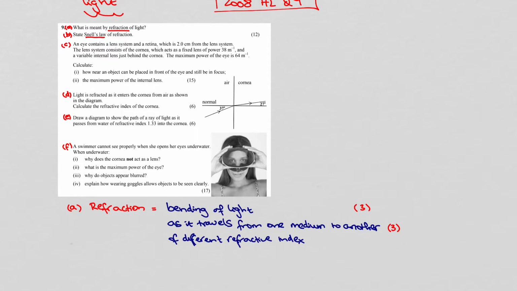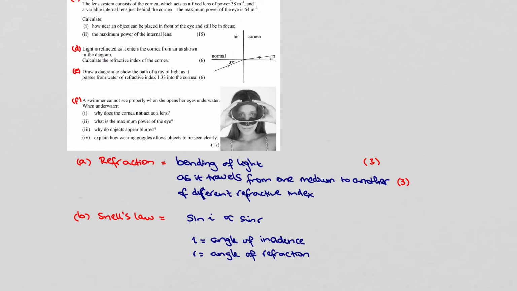So B then is state Snell's law. So Snell's law states that the ratio of the sine of the angle of incidence to the sine of the angle of refraction is a constant, or we can say sine i is directly proportional to sine r, as long as we state what i and r are. So if we forget to say what i and r are, we would lose marks.